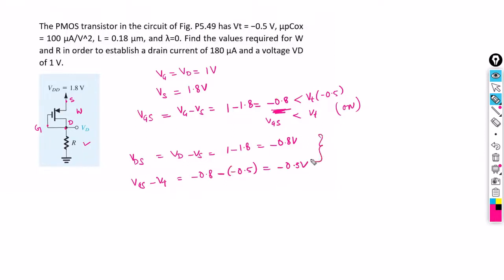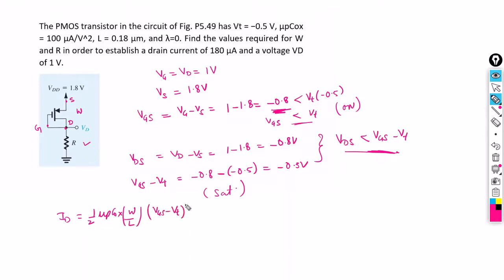Now as you can see, if you compare VDS and VGS minus Vt, your VDS is less than VGS minus Vt. So for any PMOS transistor, when VGS is less than Vt and VDS is less than VGS minus Vt, the transistor will be biased in the saturation region. Now we can use the saturation current equation, and we can write it as half μpCox W by L into (VGS minus Vt) square.